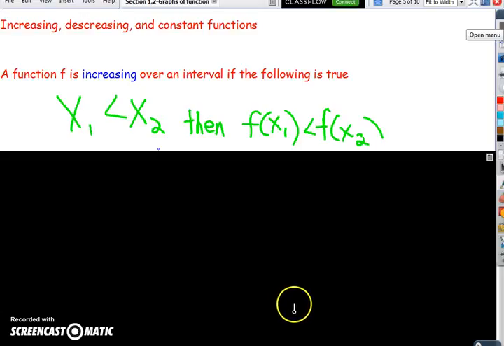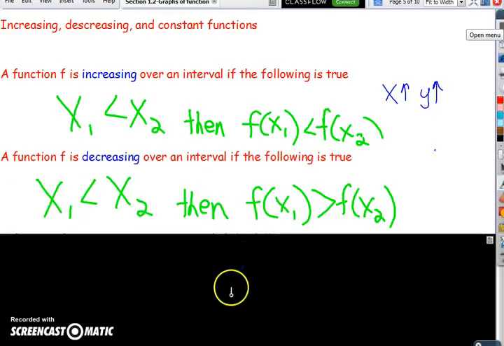So if it's increasing, as your x goes up, so do your y values. Always the same. This is notation from a book, so you'll be clear of, hey, where did this come from? But as x goes up, y goes up. Decreasing is as your x's increase, the opposite holds true. Your y values decrease. Or, as your x values go up from left to right, your y values go down. That's decreasing.